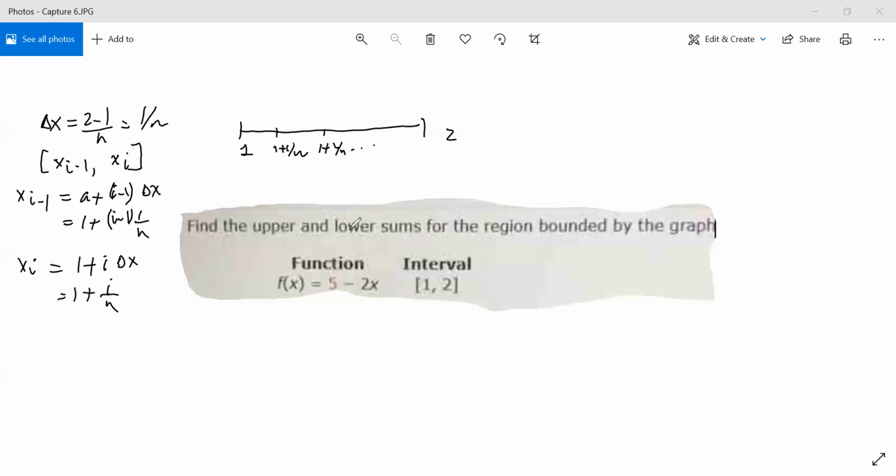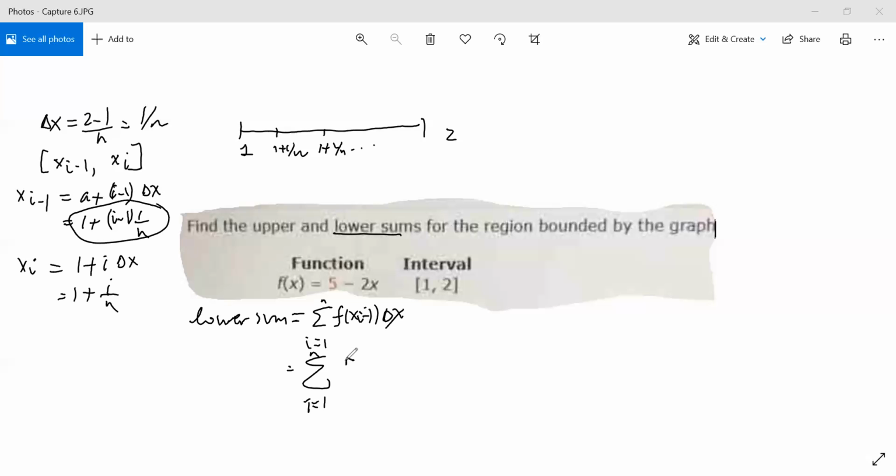So, okay, when I compute the lower sum, the lower sum is the sum from i equals 1 to n of f(x_{i-1}) times delta x, where you just plug this into the function, which is 5 minus 2 times that number, which is 1 plus (i minus 1) over n, and then all of this multiplied by delta x, which is 1 over n.